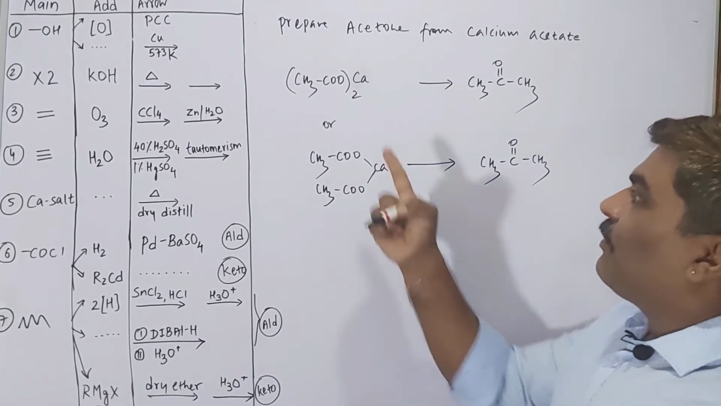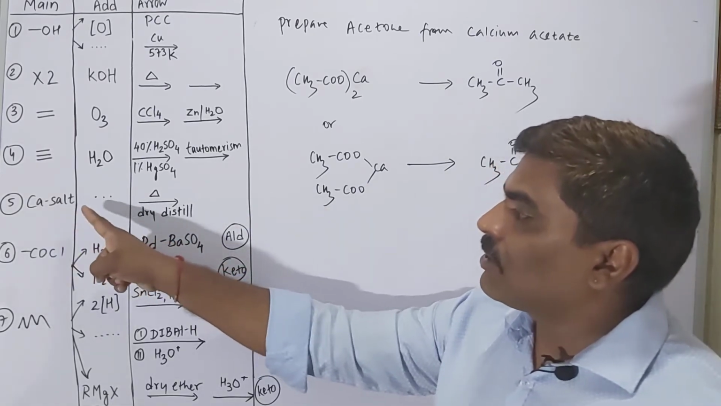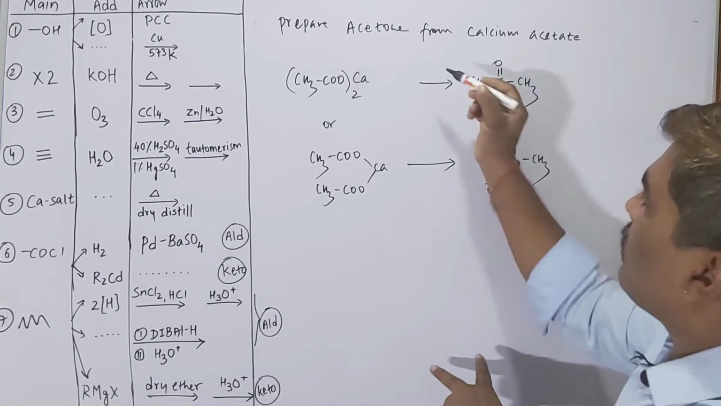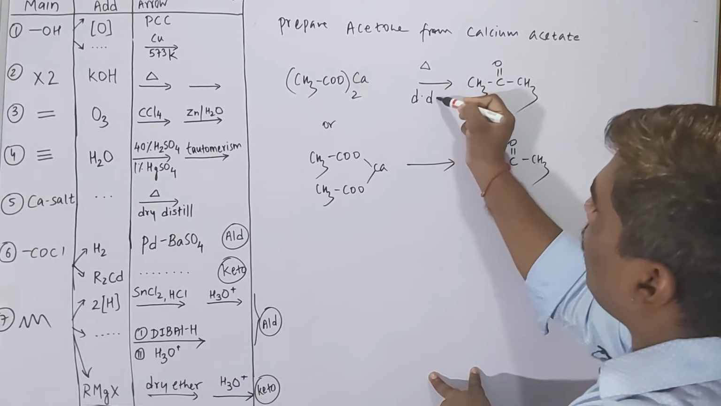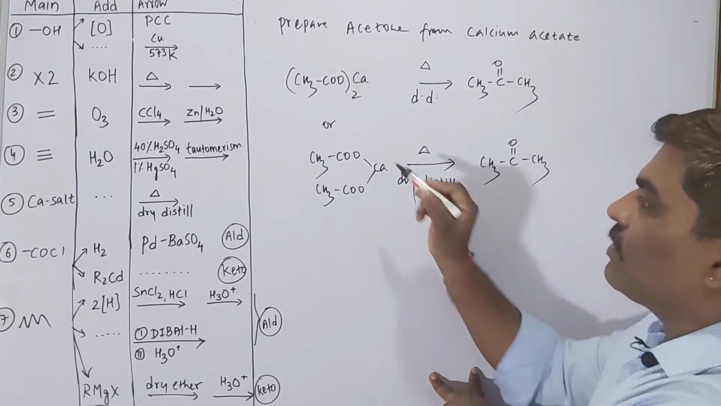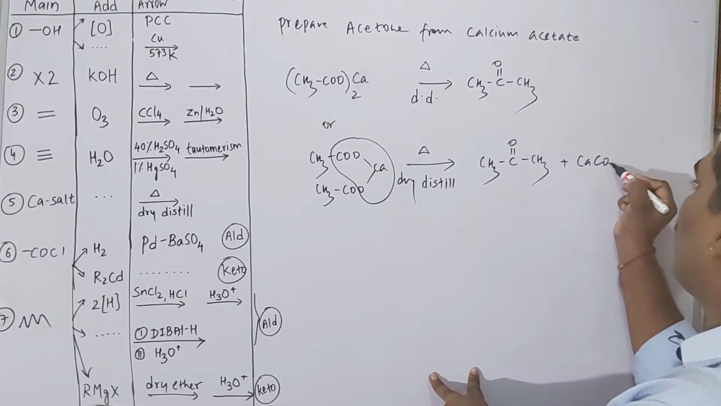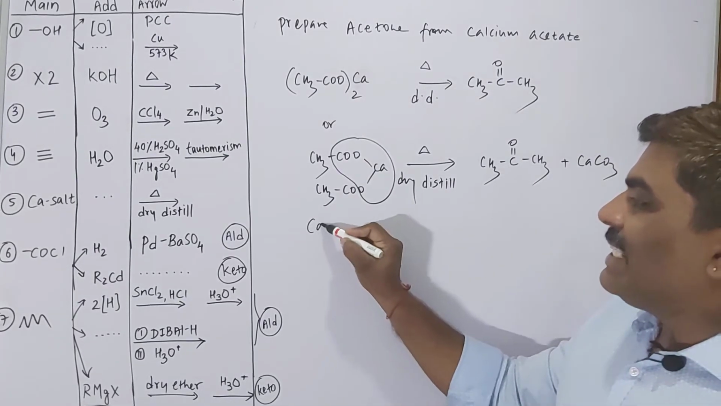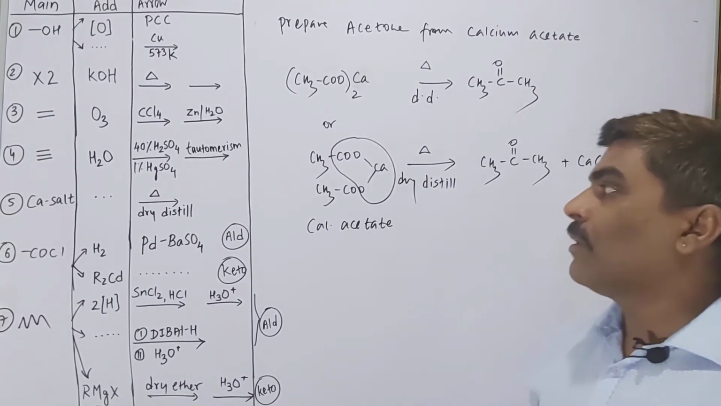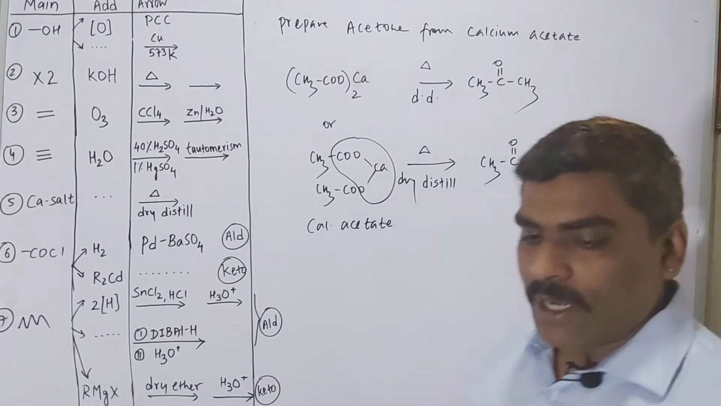Now just find out which number this belongs to. As calcium salt is there, we are not adding anything, but on the arrow we have dry distillation. So what is given out? Calcium carbonate is given out. So calcium acetate, when dry distilled, gives calcium carbonate and acetone is formed. Okay.